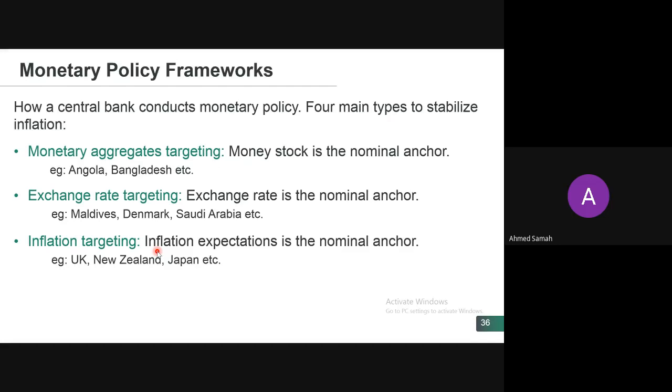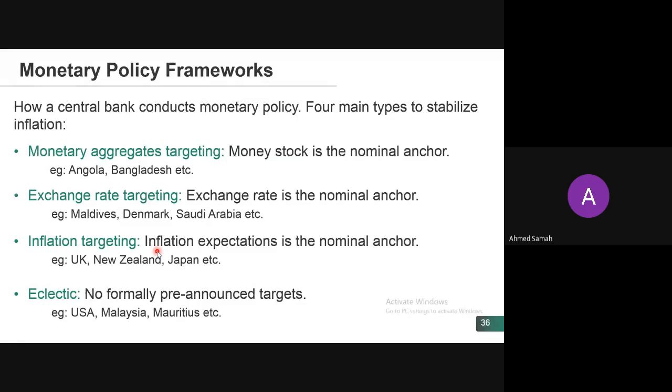Then the last type is eclectic, where they do not formally pre-announce what their target is. For example, inflation rate, exchange rate, and monetary aggregates, they do not formally announce it, but they do try to maintain price stability. For example, the USA, Malaysia, and Mauritius do not formally announce their targets. Then, to achieve these nominal anchors, again exchange rate or inflation, we use monetary policy tools.